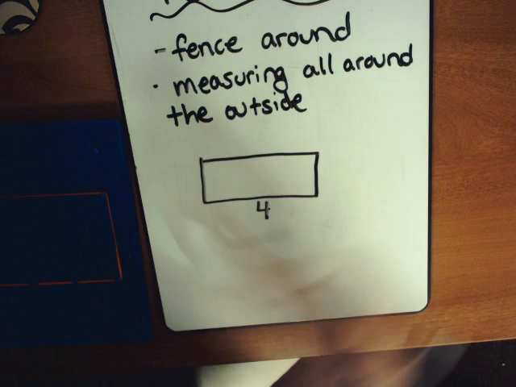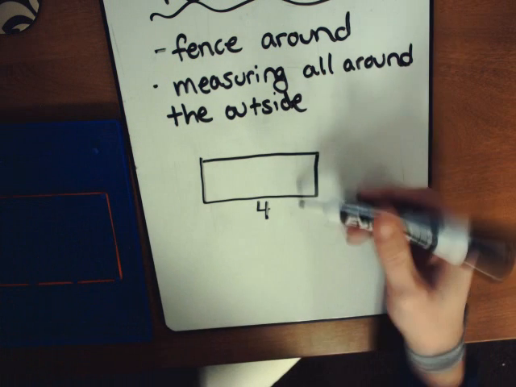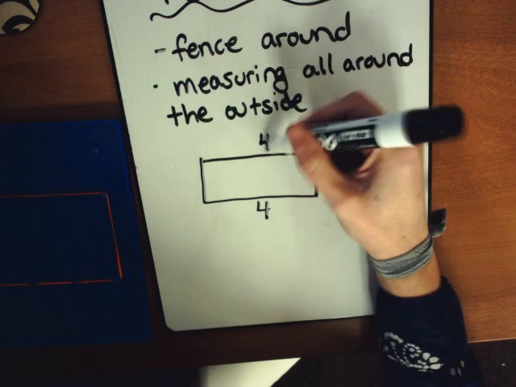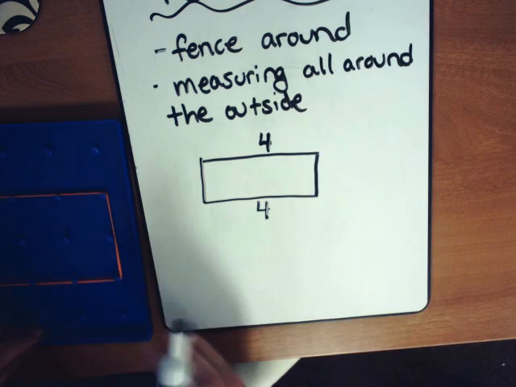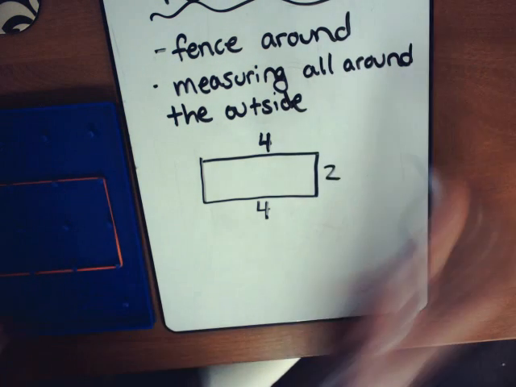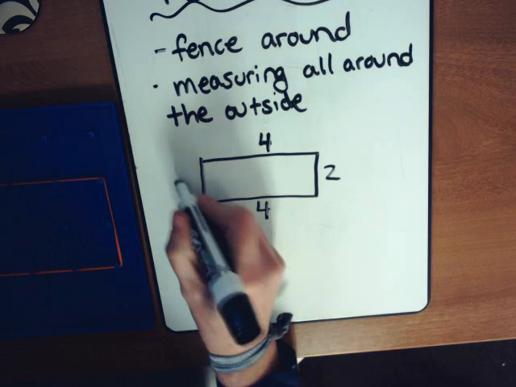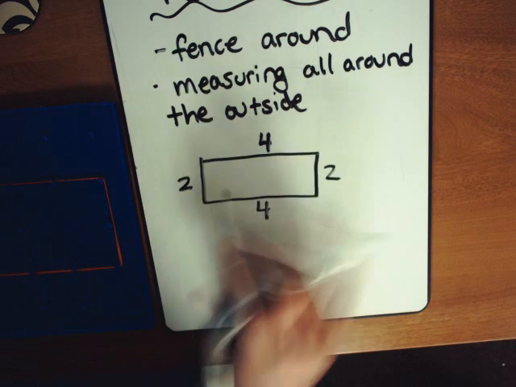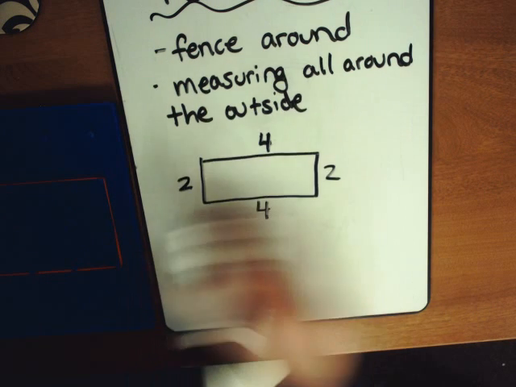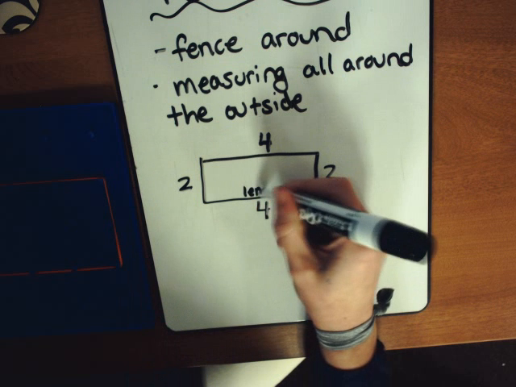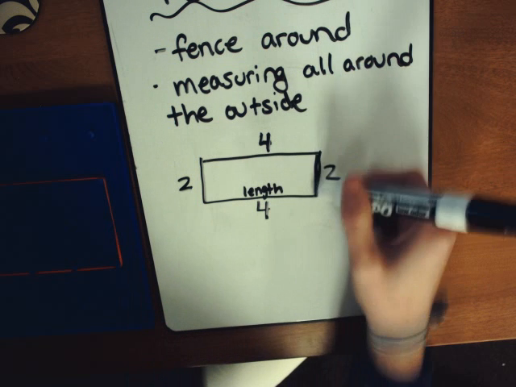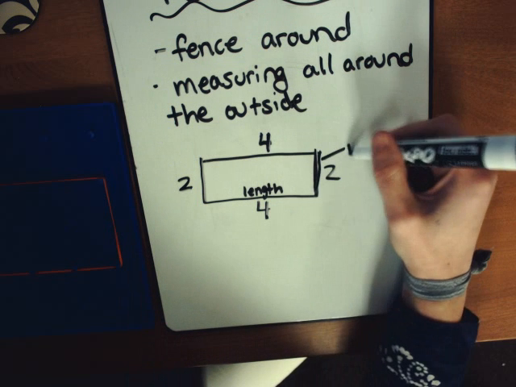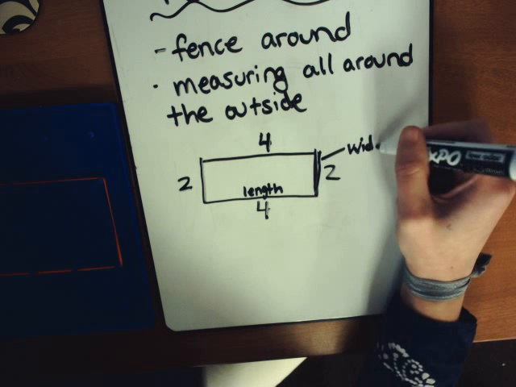Without even looking back here, I don't need to count again. I know when I think about a rectangle, these two sides are equal, right? So that must have been 4. And then I had 2 on this side, so that means this must be 2 here. Okay, so we think about a rectangle, we've got a length. And this part here we call the width of the rectangle.